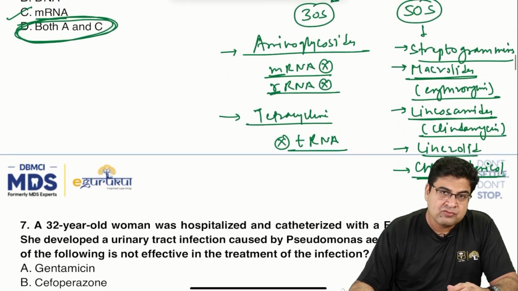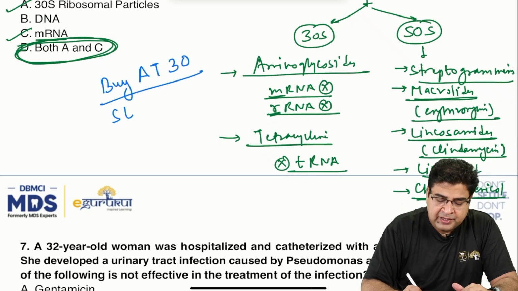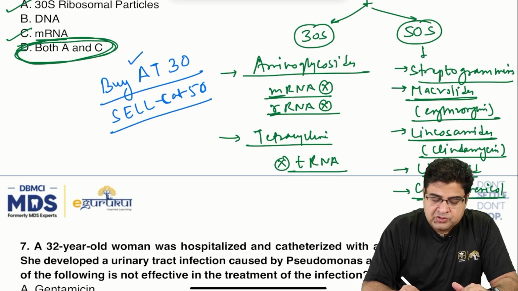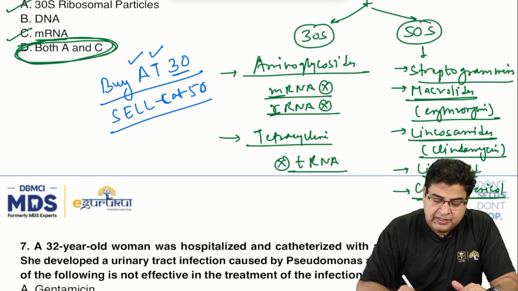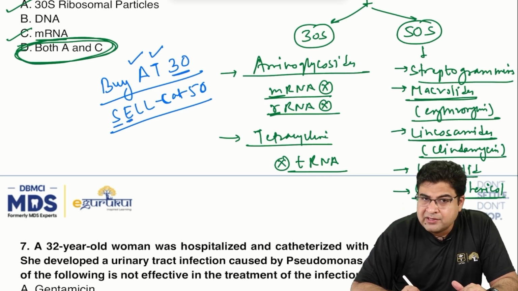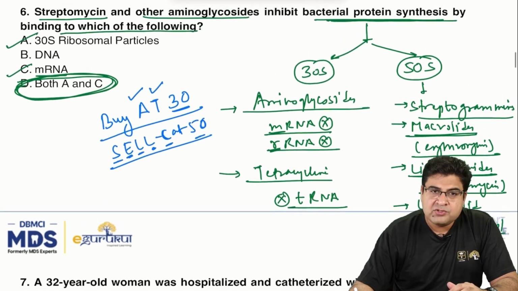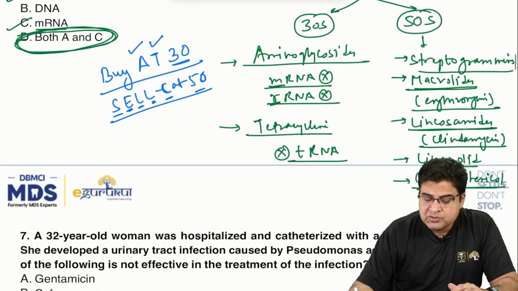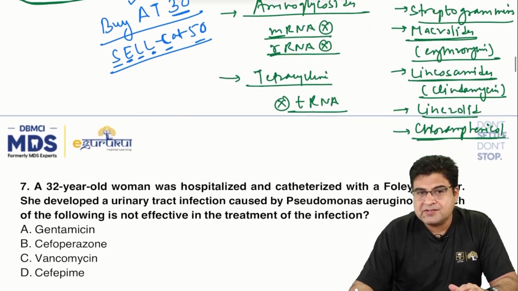And we have 2 medicines which act on the 30S ribosome. Students usually make the mnemonic this way: buy AT 30, sell CCEL at 50. So aminoglycosides and tetracyclines act on the 30S ribosome. Streptogramins, erythromycin, lincosamides, linezolid, chloramphenicol act on the 50S ribosome. Right? So question number 6, answer is D, Delhi. We have discussed the medicines that act on various types of ribosomes, and these medicines are protein synthesis inhibitors.